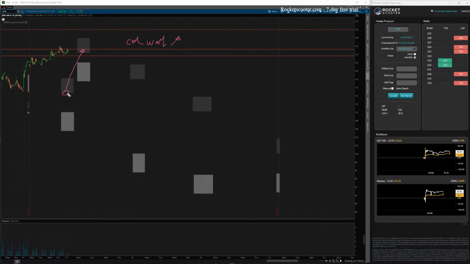So bulls, wrapping my head around concepts when I'm half tired. Call wall up, people want to buy higher. Maybe I was right. Put wall up, people want to short higher. So how do we analyze this?